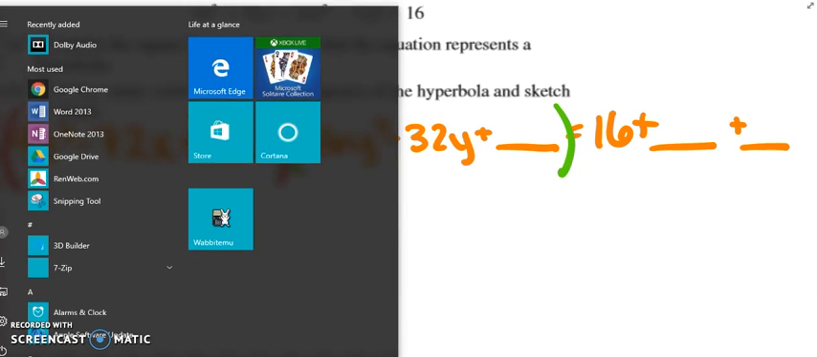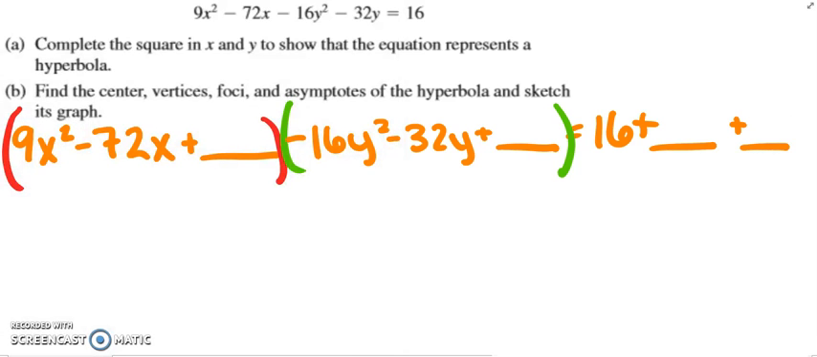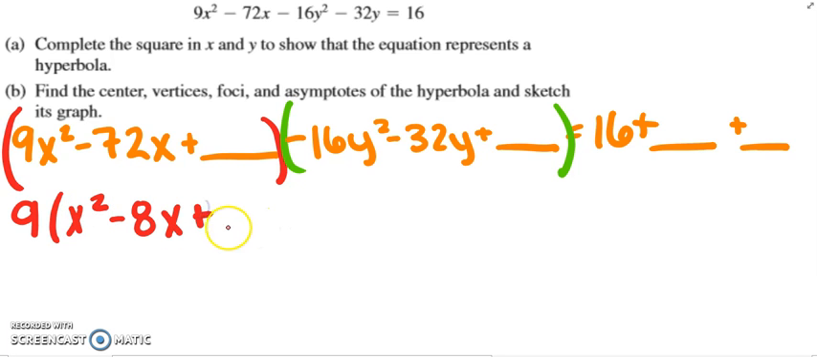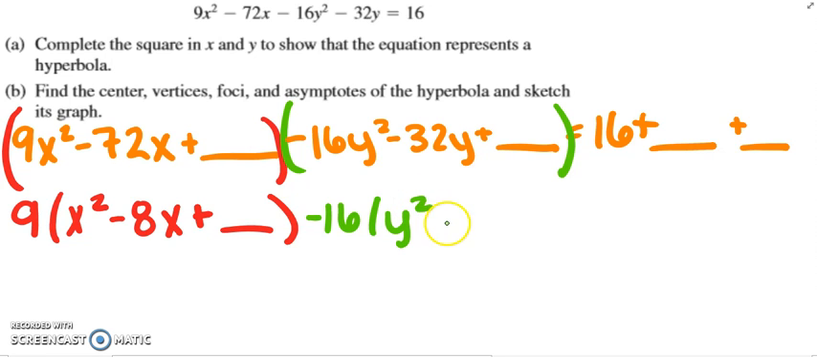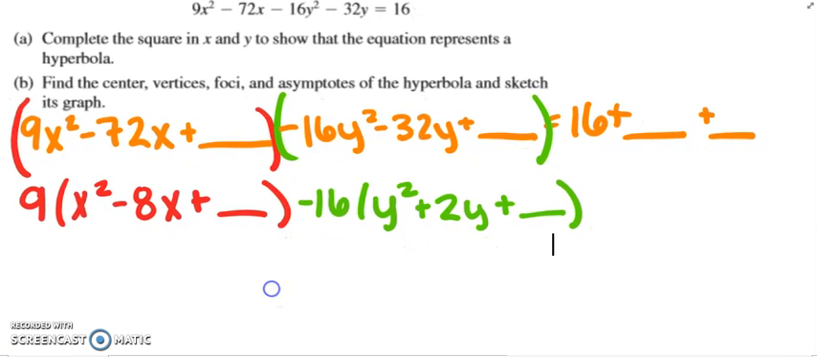So what am I going to factor out of the red? 9. And you're left with x squared what? And then we'll leave our blank. Okay, and then what am I going to factor out of the green? Negative 16. And you're left with y squared what? Plus 2. Okay, and I'm leaving my blanks.